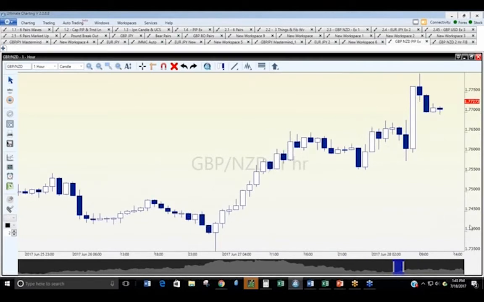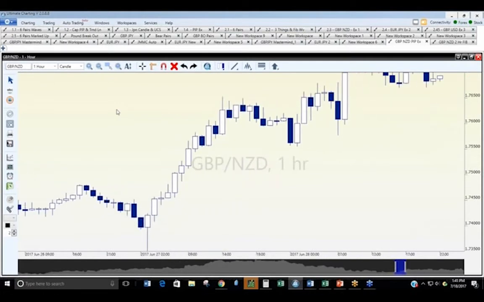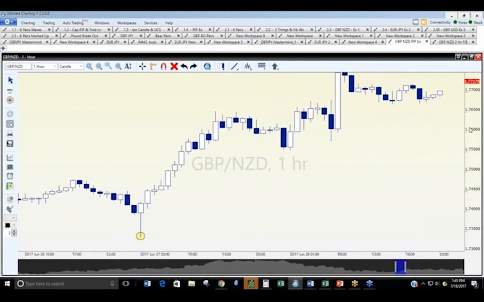So this is right here. This is what we call the ultimate charting software. This is our own charting software that we have. I'm going to demonstrate a couple of different items on here. But right here in the middle, you see this British pound, GBP, that stands for Great British Pound / New Zealand, okay? And what that means is this would be exchanging a British pound for New Zealand dollar.